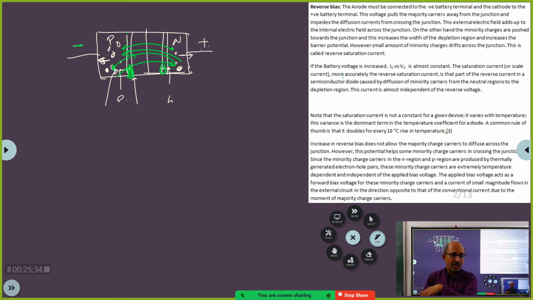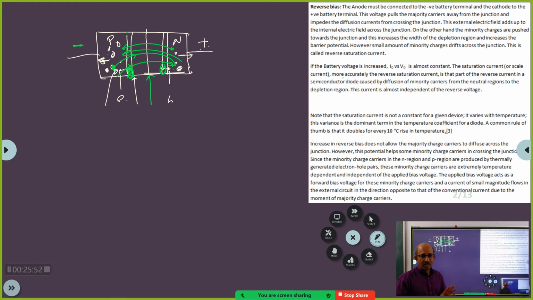Here it is minority charge carriers that can diffuse. Minority charge concentration is very less, but still it is diffusing and there is going to be current here. Correct? So it is going to be current inside the semiconductor.